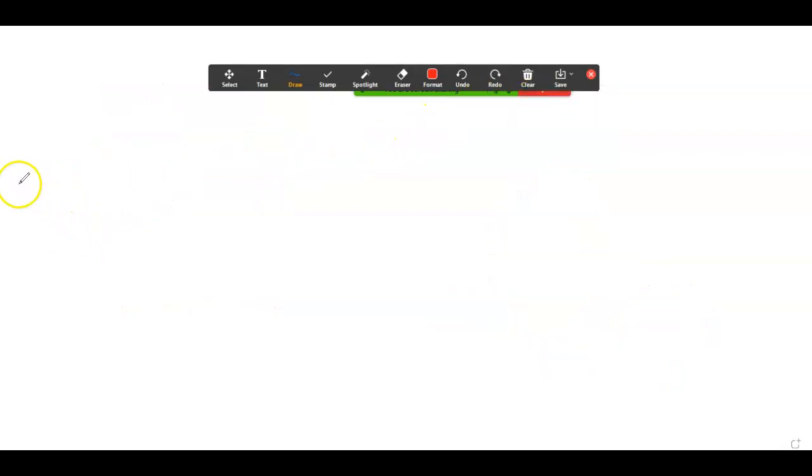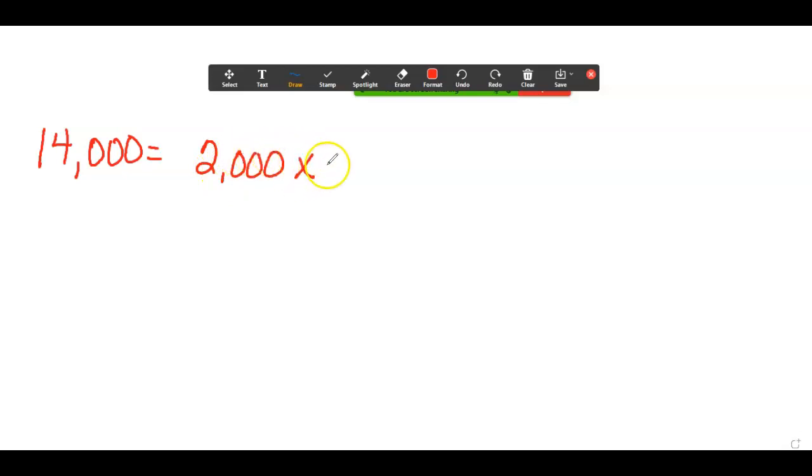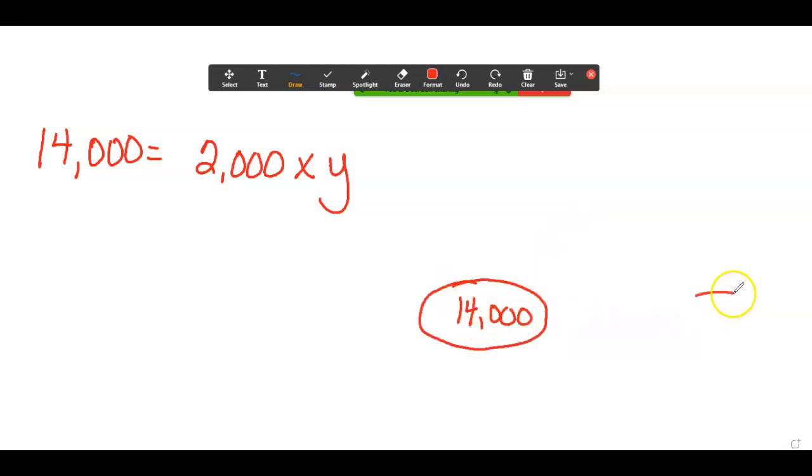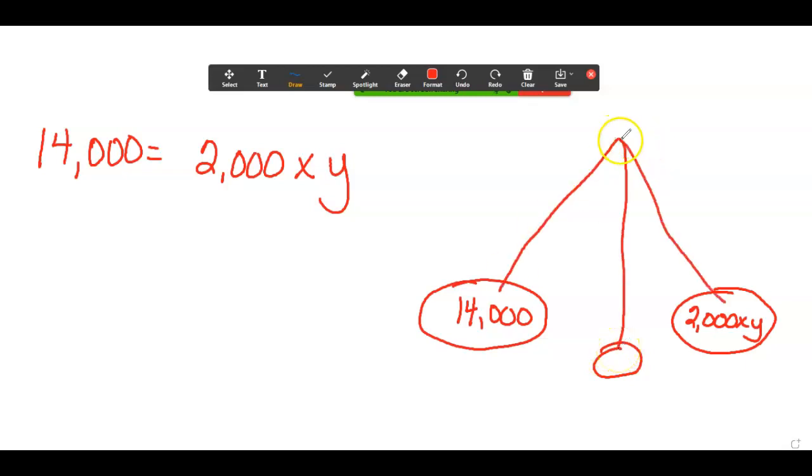All right, let's do another one. 14,000 is equal to 2,000 times y. Okay, so right now they're equal. What I want is to have y all by itself. So in order to do that, I need to get rid of this 2,000. Well, here's the operation.